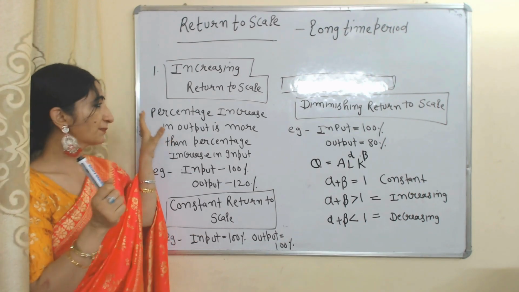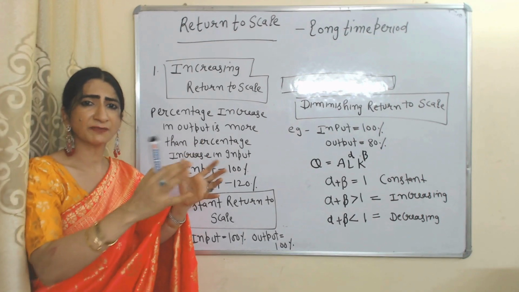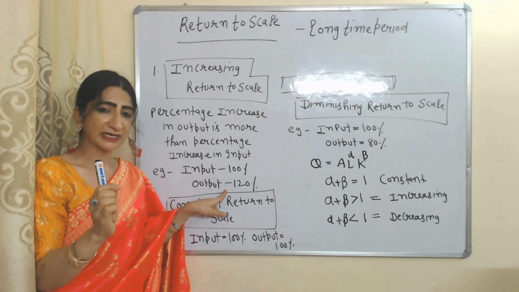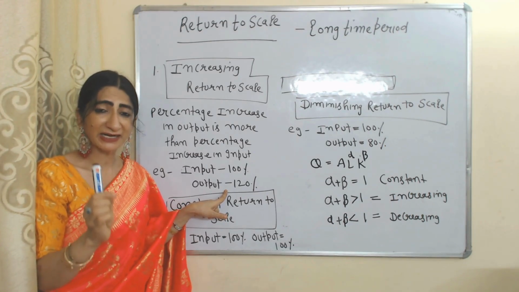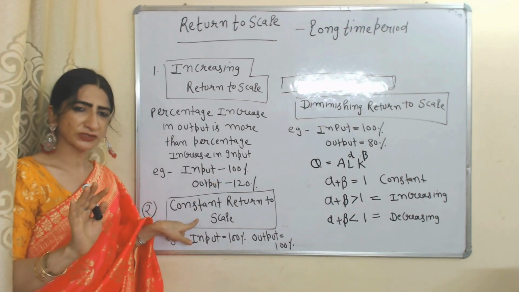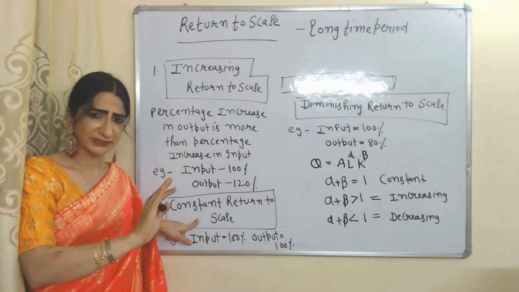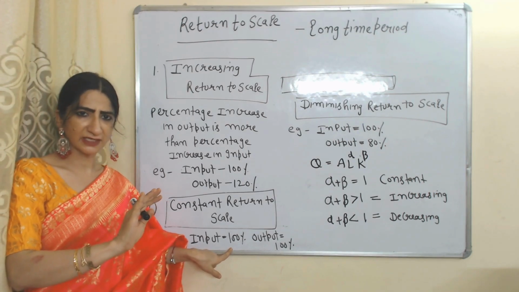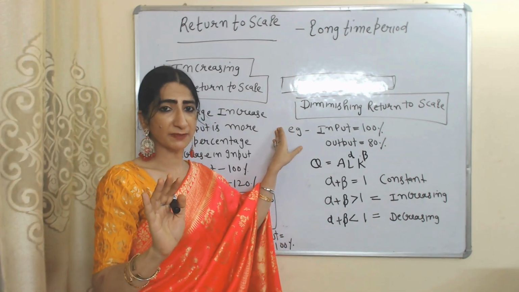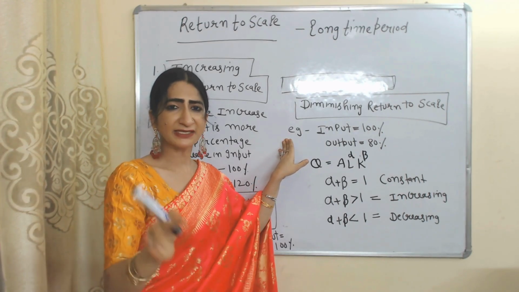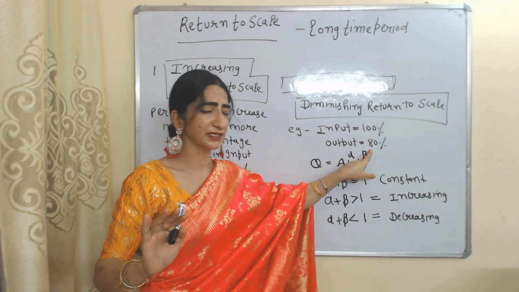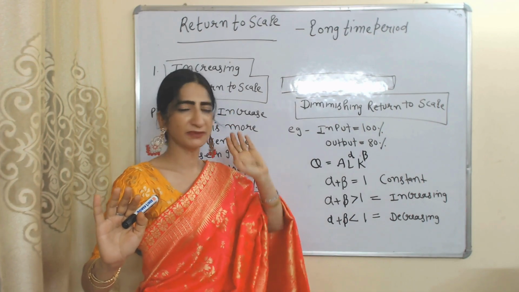Increasing return to scale means the percentage increase in output is more as compared to the percentage increase in input. For example, the percentage increase in input is 100%, but the percentage increase in output is 120%. Constant return to scale means the percentage increase in output is the same as the percentage increase in input. For example, the percentage increase in input is 100% and the percentage increase in output is also 100%. Diminishing return to scale means the percentage increase in output is less as compared to the percentage increase in input. For example, the percentage increase in input is 100%, but the percentage increase in output is only 80%. It will be called diminishing return to scale.